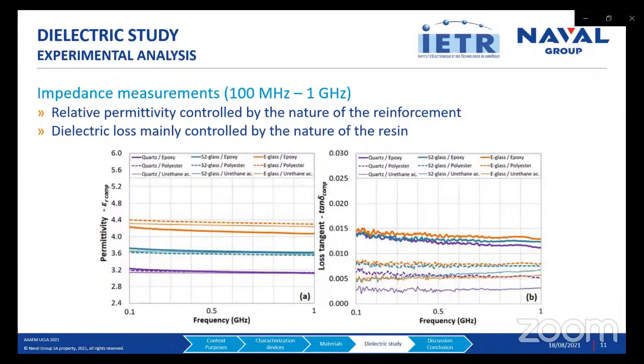Regarding the dielectric loss, results are mainly controlled by the nature of the resin. So, we see that the laminates infused with epoxy resin have the highest dielectric loss, while the laminate made of urethane acrylate and quartz fibers presents the lowest values, which is 0.0031 at 1 GHz.